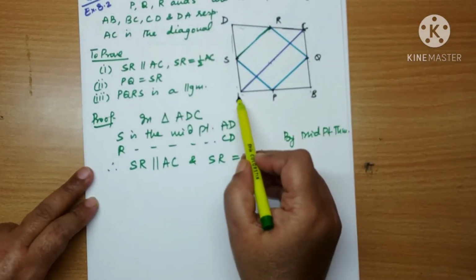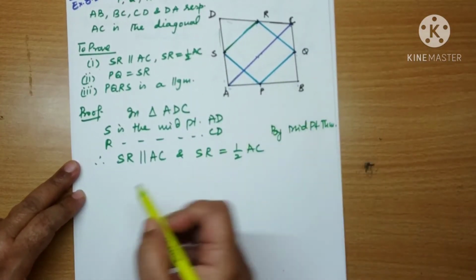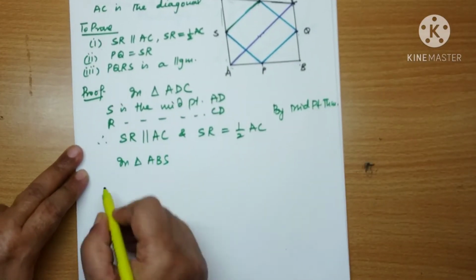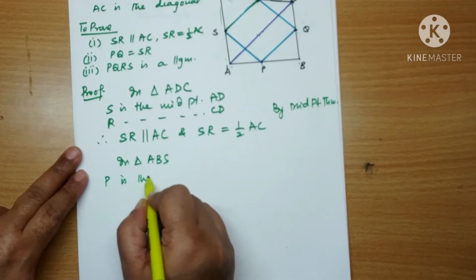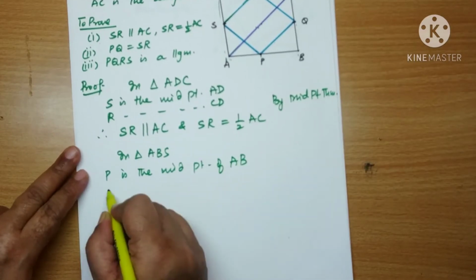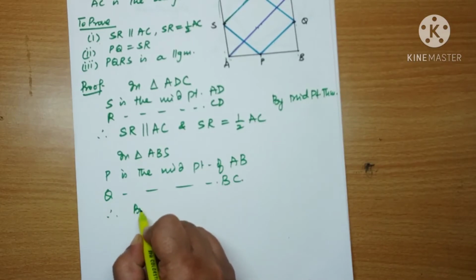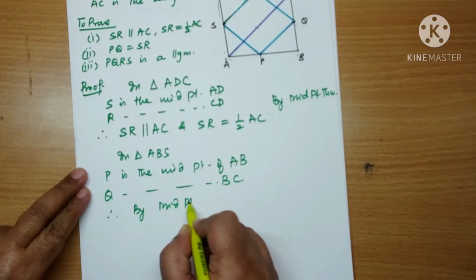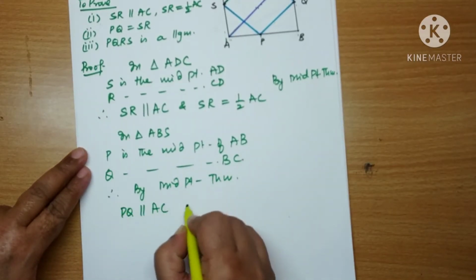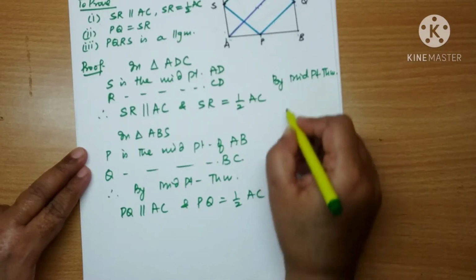Next, first part done. Second part, we need to prove PQ is equal to SR. Let's see. In triangle ABC, again we have P is the midpoint of AB, Q is the midpoint of BC. So by the midpoint theorem I have PQ is parallel to AC and PQ is half of AC. This is 2, this is 1.